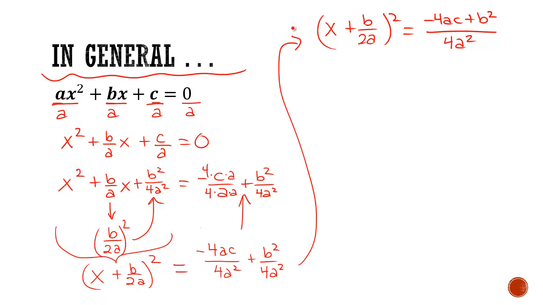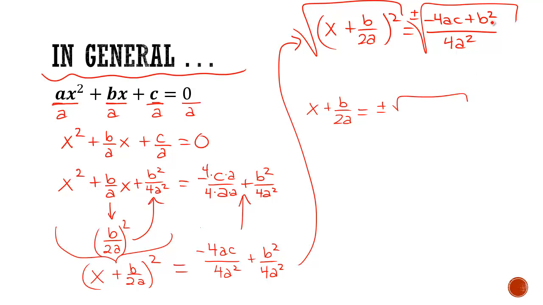Now, if we take the square root of both sides, we need a plus or minus here, then we get x plus b over 2a is equal to plus or minus, and I'm going to split this root, and I'm also going to rewrite so that the b squared is first just because it doesn't have a negative on it, all over the square root of 4a squared. But the square root of 4a squared happens to be the same as 2a, so let's rewrite that.